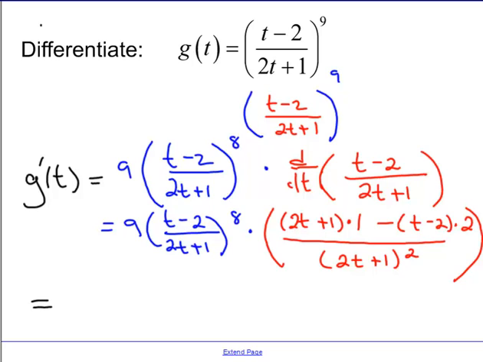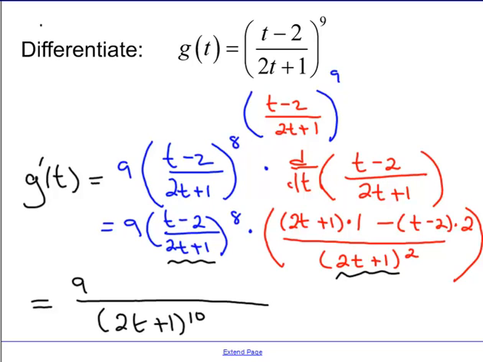So first of all, we have this 9 here, and then if you notice, this has a 2t plus 1 and this has a 2t plus 1, so we can actually combine them together, and we're going to have 10 of them because this exponent is 8 and this exponent is 2. So if we combine them, it gives us 10. And we still have our (t minus 2) to the power of 8. And then we have to simplify this right here.